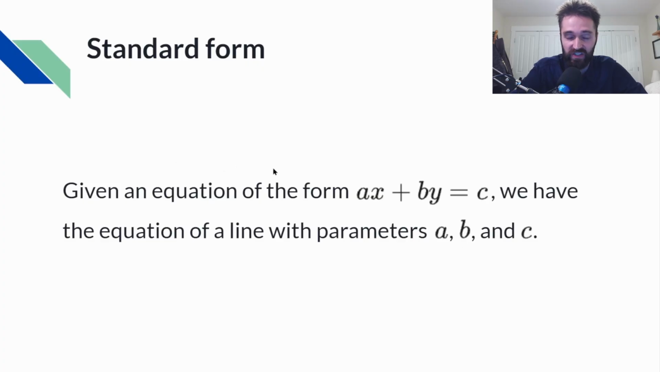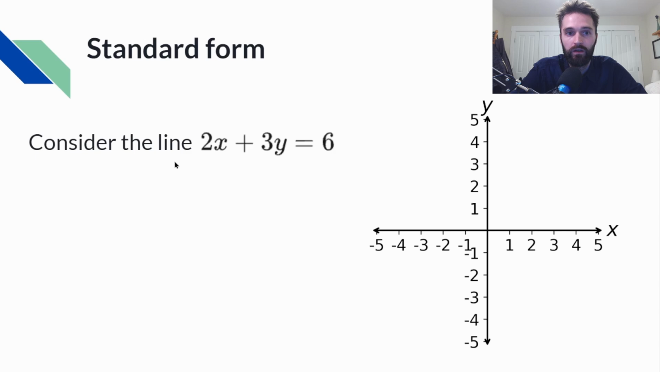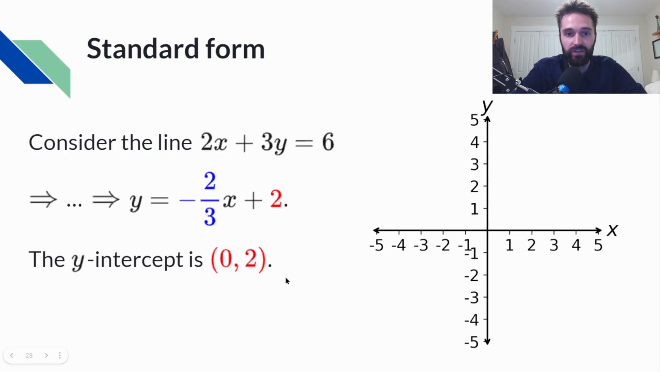Next, let's take a look at standard form. Given an equation of the form ax plus by equals c, we have the equation of a line with parameters a, b, and c. Okay? So let's take this line and let's isolate y. All right? We go through some algebra to get this. Once again, I'm skipping some steps for the sake of brevity. I have y equals -2/3 x plus 2. All right? Which means that the y-intercept is 0, 2.